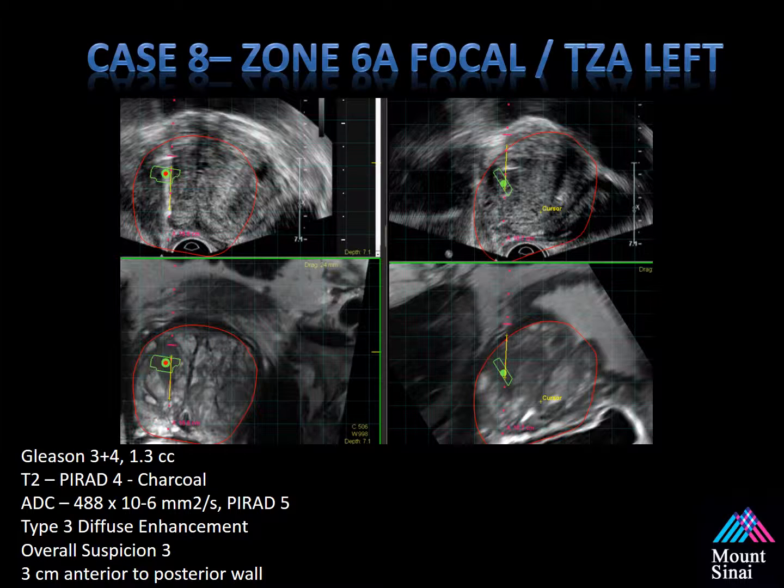This patient's MRI was read as a PIRADS 4, that charcoal sign we talked about. The ADC value was 488. It was diffuse type 3 enhancement with an overall suspicion of 3 out of 5. It was over 3 centimeters from the posterior rectal wall. Therefore, when you had your biopsy, you're not able to reach the top of the prostate.